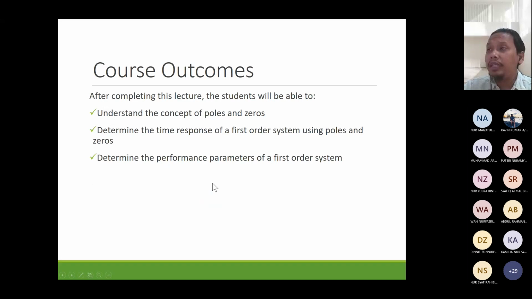So after completing this lecture, you will be able to understand the concept of poles and zeros. So the first one here is the most important. Okay, you must understand how to determine poles and zeros, and then determine the time response of first order system using only poles and zeros, and then lastly determine the performance parameters of a first order system.